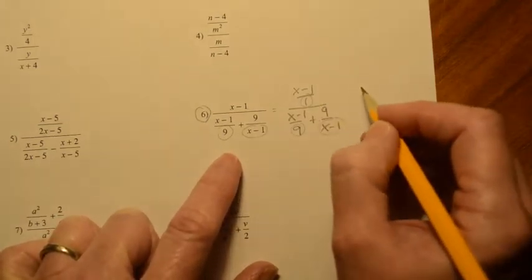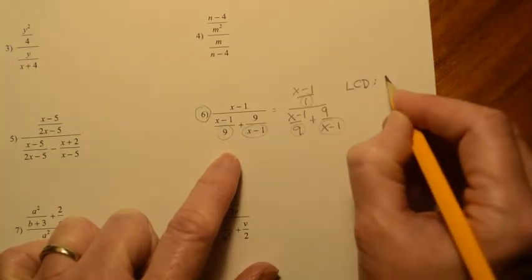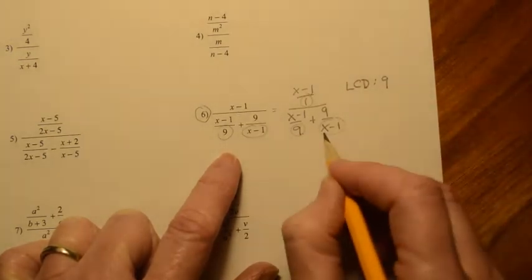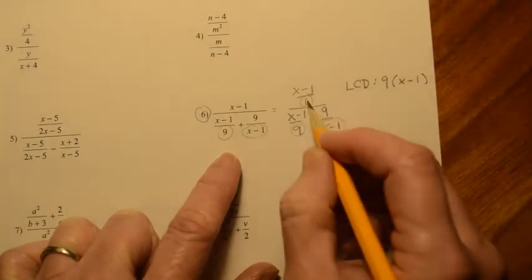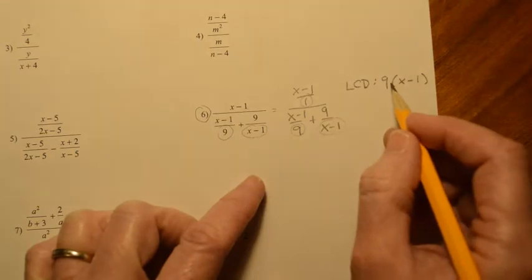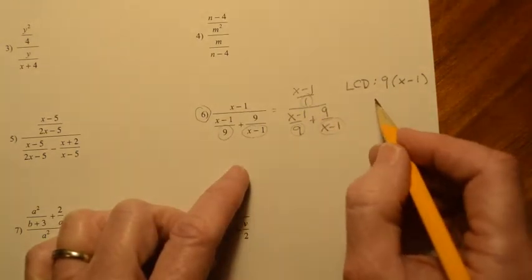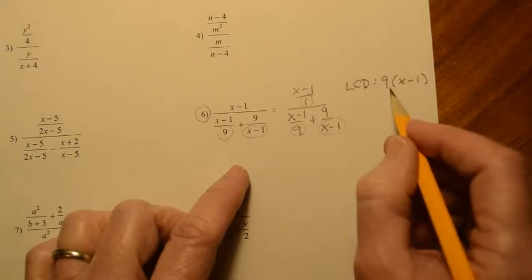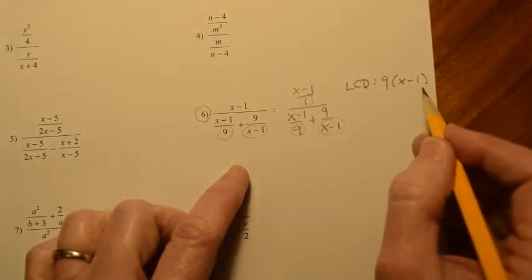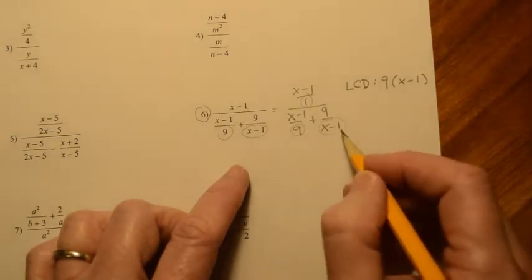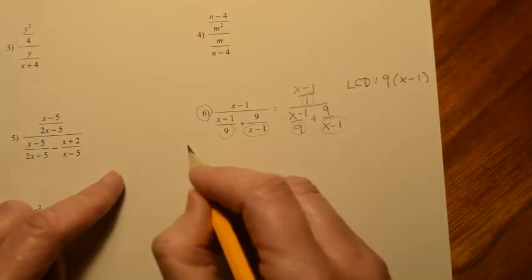Our LCD is going to have to contain a 9 so that this one is happy, and it's going to have to contain an x minus 1 so that this one is happy, and any denominator contains a 1, so we don't really need to add anything. So our LCD is 9 times the quantity x minus 1. Don't multiply that out, just leave it as it is because it's going to make the canceling in the next step a lot easier.